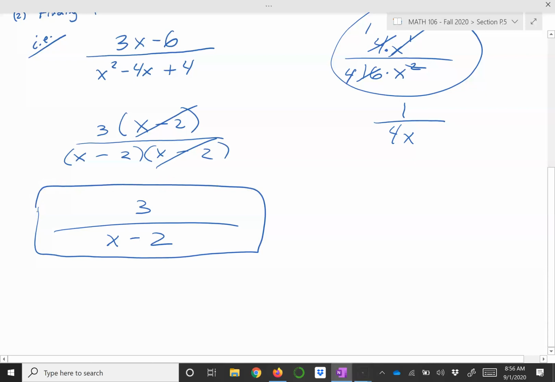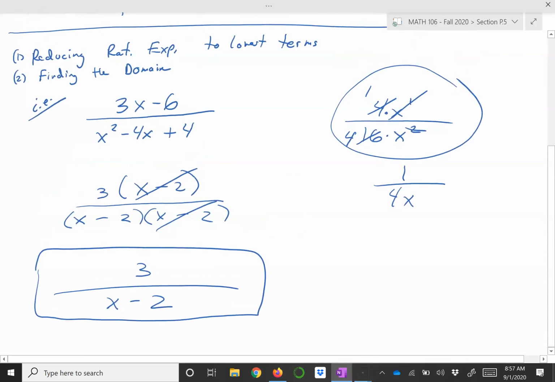And what that's also saying is that 3 divided by x minus 2 is exactly the same as this. They're the same expression. It's just easier to work with 3 divided by x minus 2 than having all that other stuff up there. Okay. Now, the second part, find the domain.